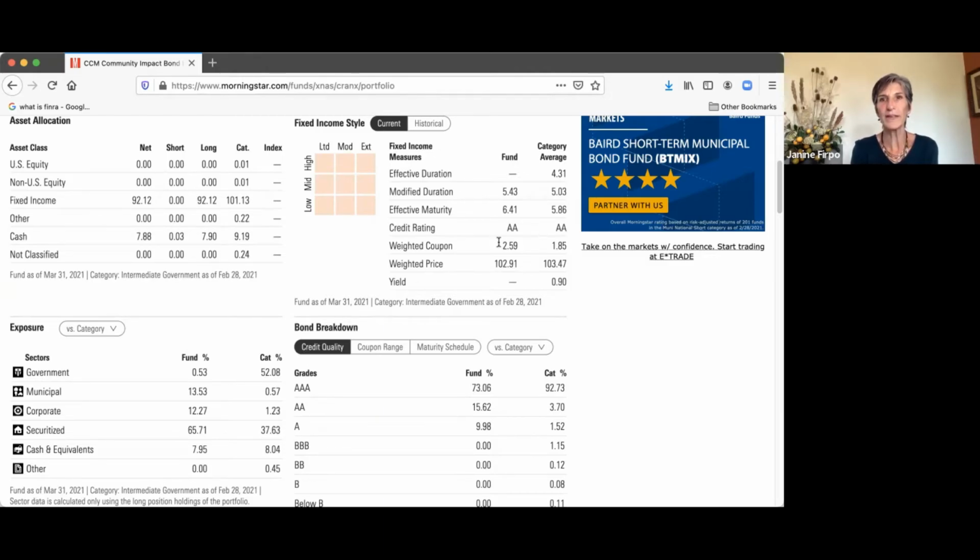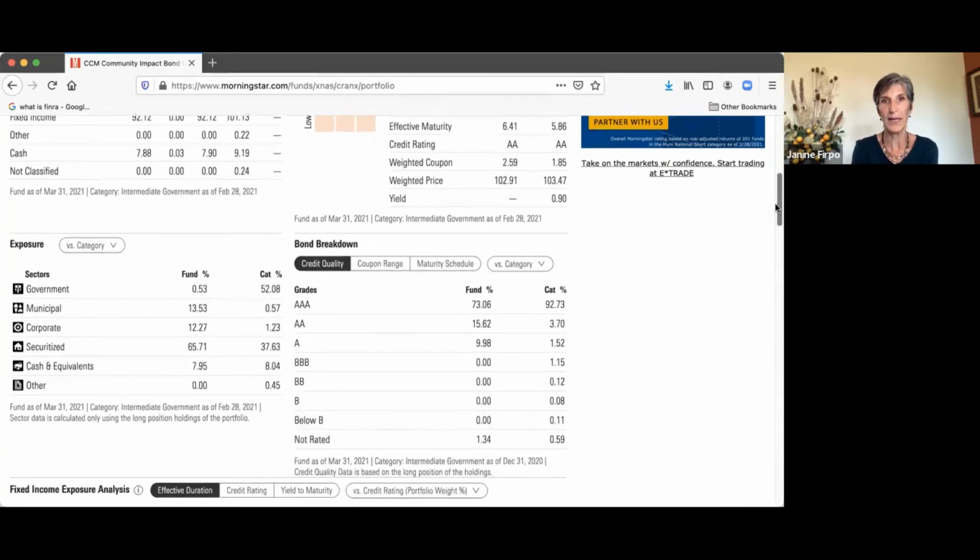We also can see that it has a credit rating as a bond of AA. The only thing that's better is AAA and AA+. So this is a high graded bond fund. And on average, the interest being paid on these bonds is about 2.5%. On average. When you have 1,625 bonds, they all have different coupons or interest rates that they're paying.